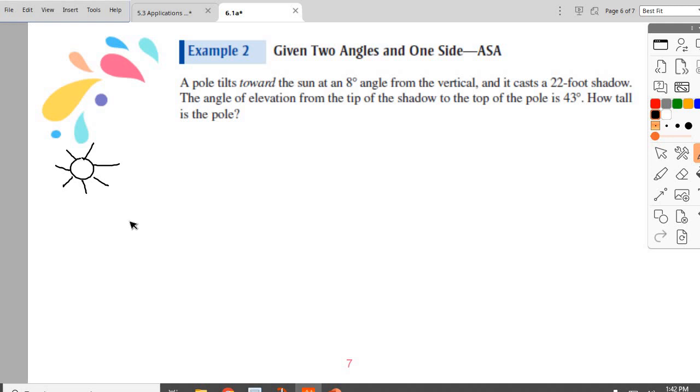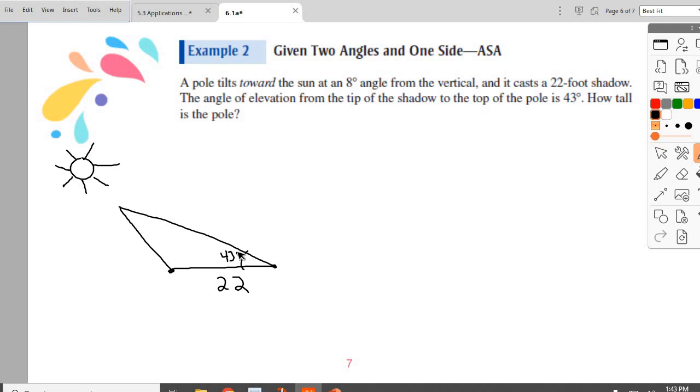All right, so then we have a pole that is tilting towards the sun and its shadow, and then we have a triangle that is created. Now they tell us that our shadow is how long? 22 feet, and that the angle of elevation is what? 43. Now they also give us another angle. They say that angle is what? 8 degrees. But we need to be careful.